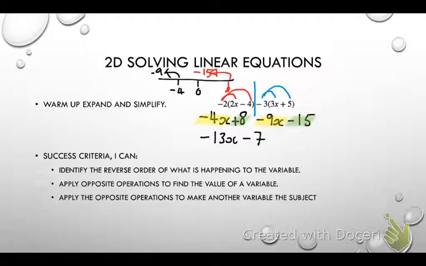Alrighty. Next up, what we want to do today is identify the reverse order of what's happening to the variable. Because by doing that, we can work out how to undo it and then get the variable on its own. Apply opposite operations to find the value of the variable. We want to find opposite operations and apply them to make another variable the subject. I did that in a different video, so go and take a look at solving literal equations and you'll get a good idea of what's going on with that one.